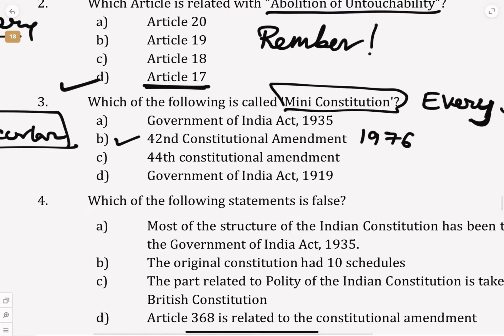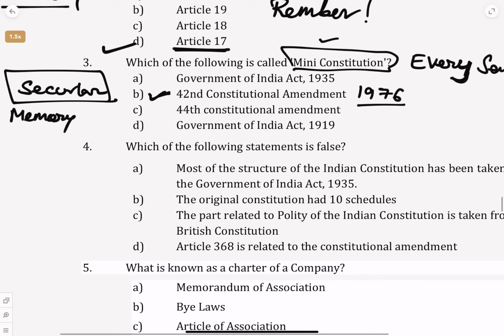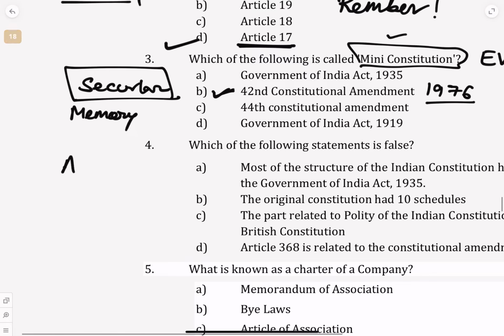So that is the 42nd constitutional amendment in 1976. We call it the mini constitution. Again, it is a memory based question only. Correct? Which of the following statements is false? So here it is application of mind. See, it is not memory.